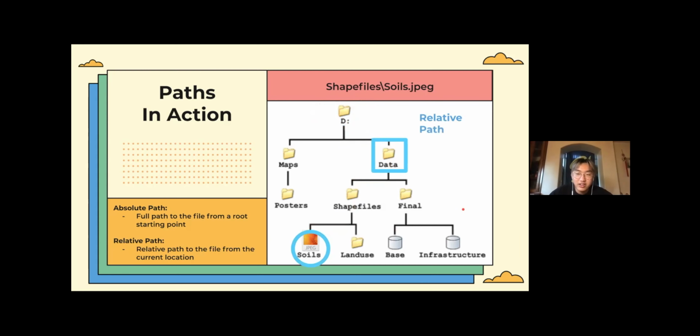And relative paths are a little different. Let's say that we're starting in data. If we're starting here, then we're just going to take it all the way over here. And if we're starting at shapefiles, we're going to just go down the ladder like this. Since we're starting here instead of all the way in the base, we don't have to specify the directions that it takes before the shapefiles folder. We just have to specify that, oh, it's in the shapefiles folder, so just go to soils.